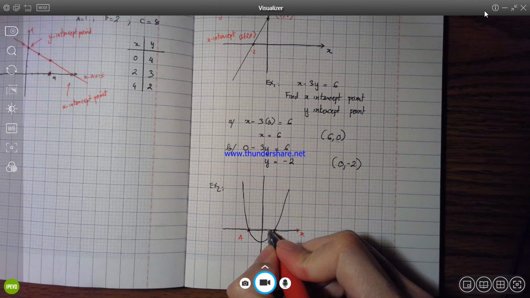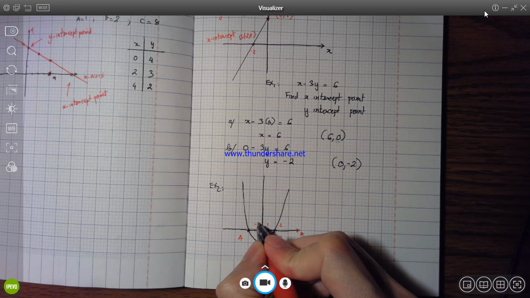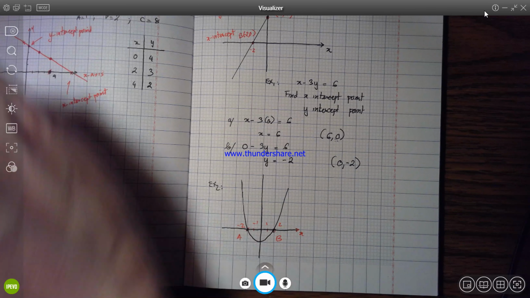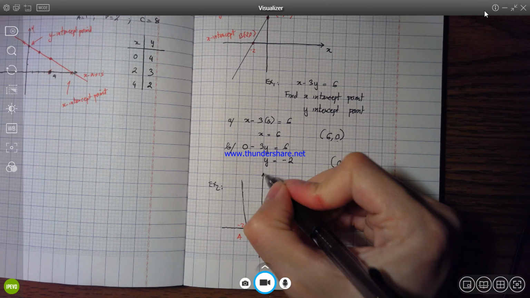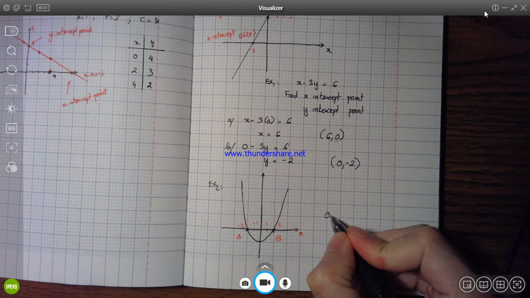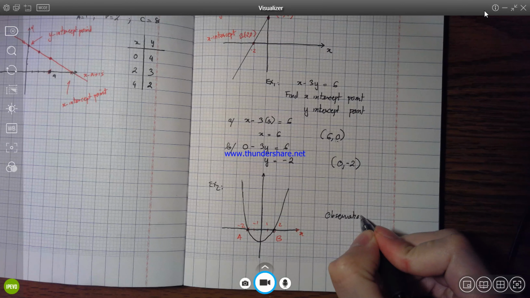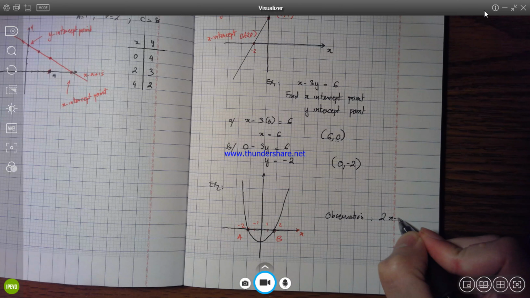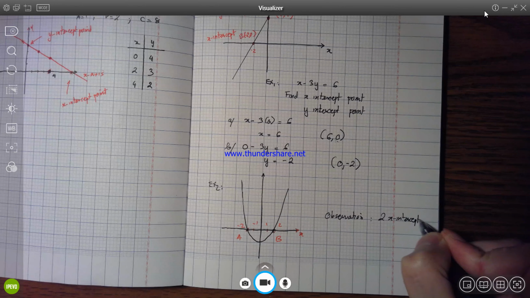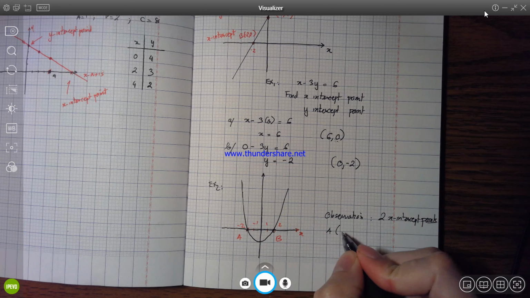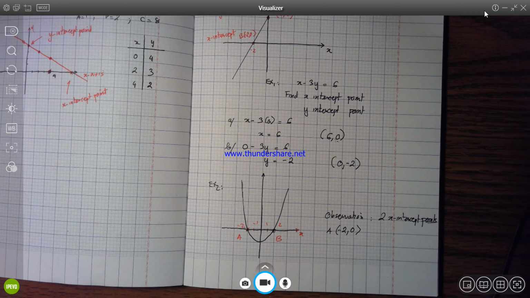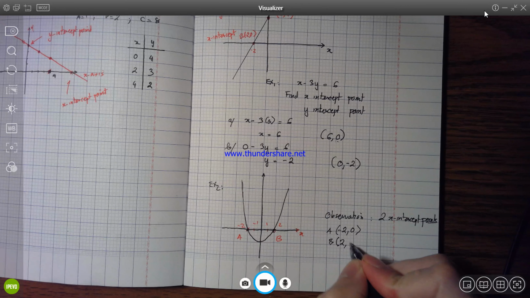So this is 1, 2. This is -1, -2. We intersect the x-axis at 2 points, so we have 2 x-intercept points. The first point, point A, will be (-2, 0), and the second point, point B, will be (2, 0).